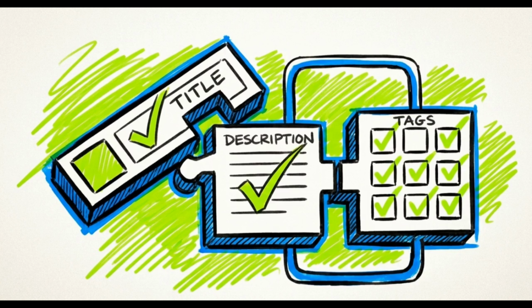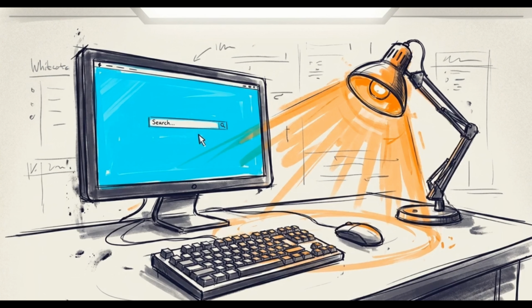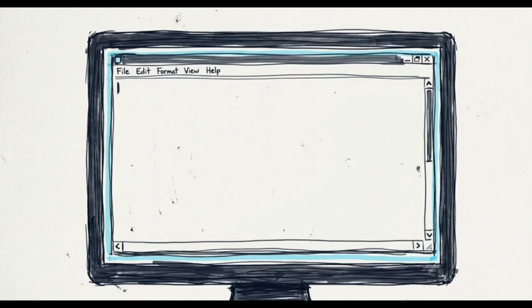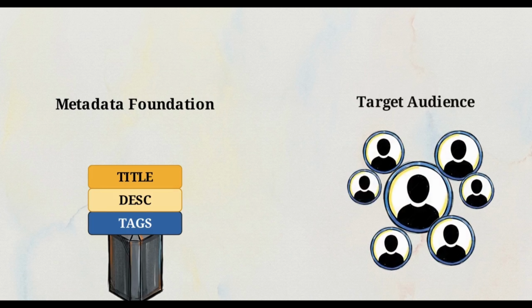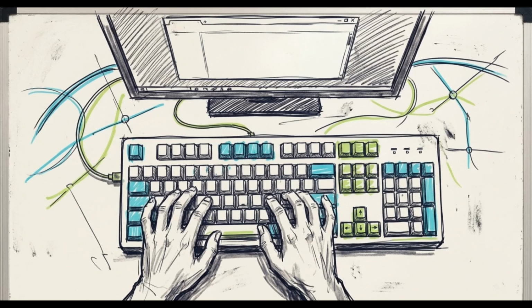In the next 5 minutes, we are going to build a fully optimized, copy-paste-ready metadata package for your next upload. To start, set up your workspace. Decide on your specific niche, open a blank text document, and pull up Keyword Tool Dominator. By locking in this metadata foundation before you even hit publish, you establish a direct line to your exact target audience from day one. Step 1 is defining your seed keyword.